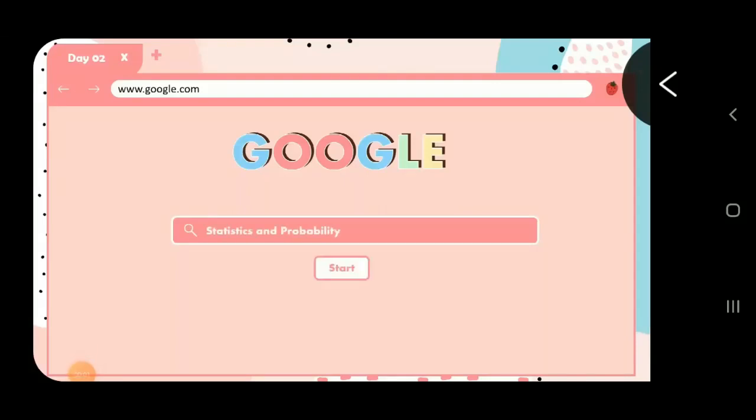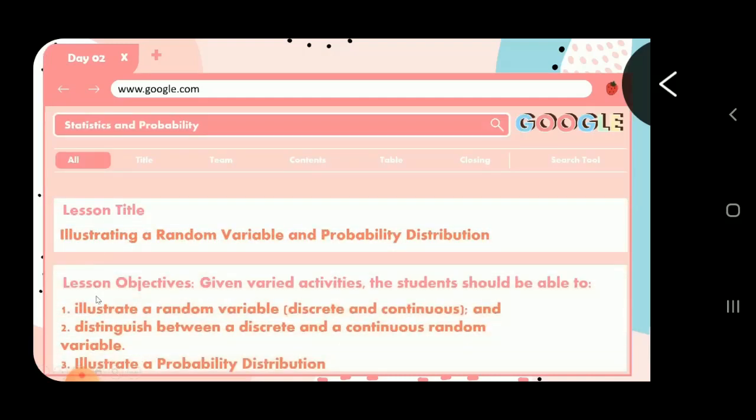Alright, good day everyone. So today we will discuss our day 2, which is our statistics and probability subject. And then we will discuss the title and objectives first. Our lesson title is illustrating a random variable and probability distribution.